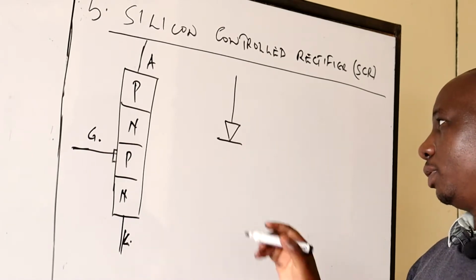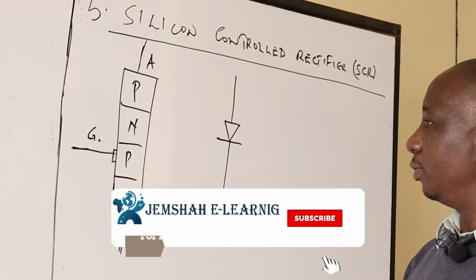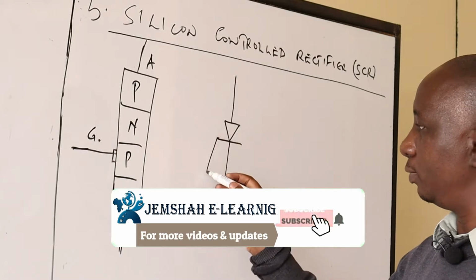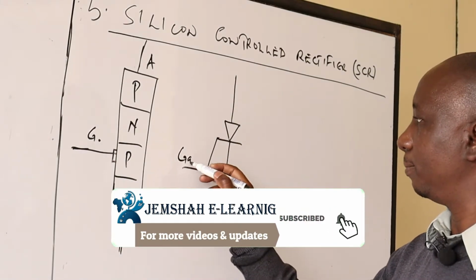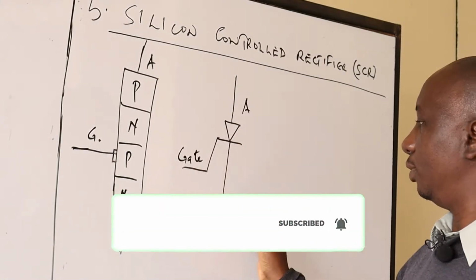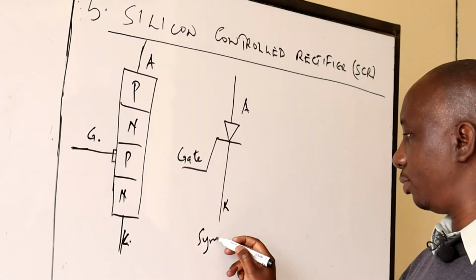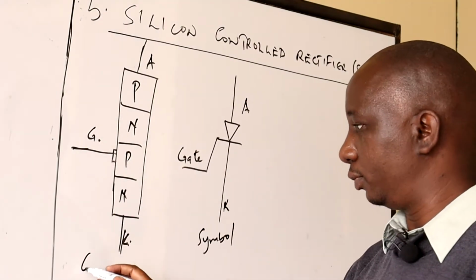So when drawing the symbol, we need to understand how to power the gate. We shall have this as the gate, and this is the anode, this is the cathode. So this is the symbol, and this is the construction.